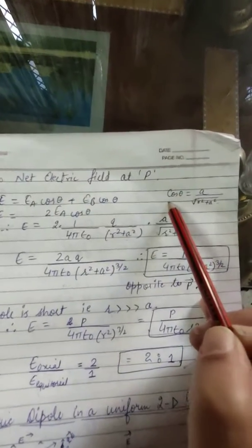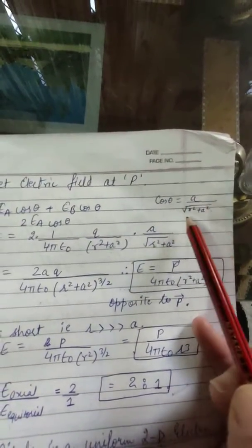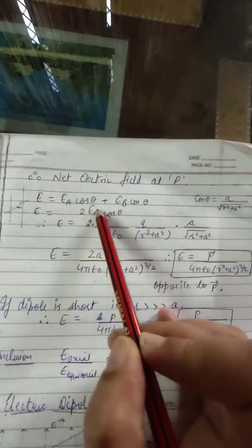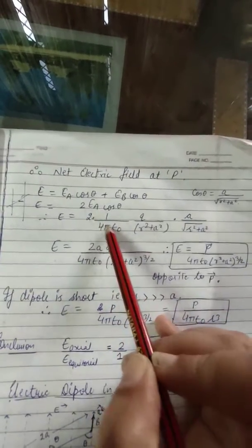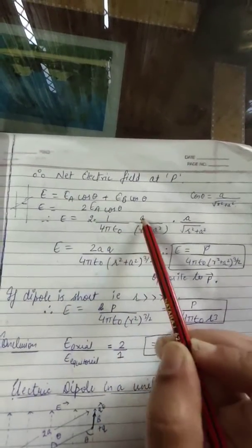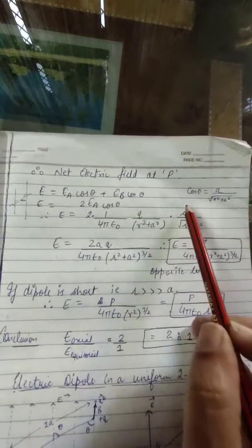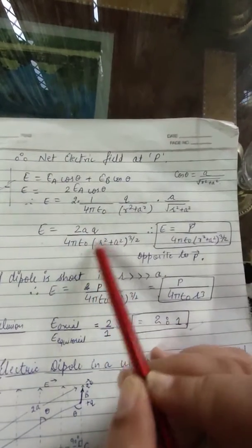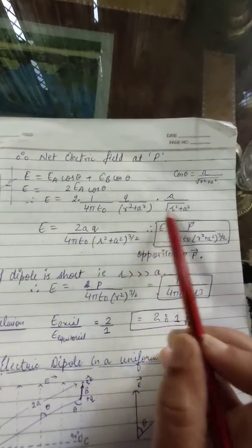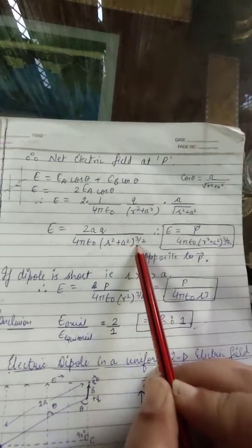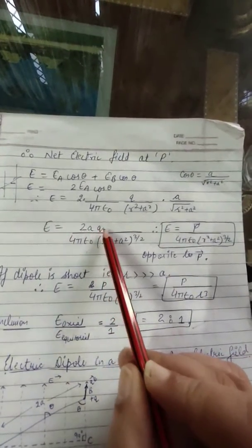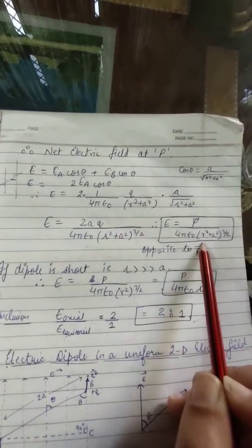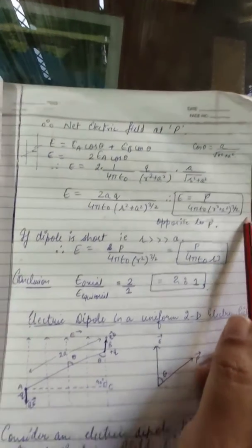You can find the value of cos theta, that is cos theta is equal to A upon under root of R square plus A square. The total electric field, meaning net electric field, is 2 EA cos theta. We will put the value of EA: 2 into 1 upon 4 pi epsilon naught Q upon R square plus A square. Put the value of cos theta, A upon square root of R square plus A square. We will get 2aQ upon 4 pi epsilon naught R square plus A square, to the power 1 by 2 and 1, that is 3 by 2. So you will get 2Q into 2a, that is the electric dipole moment P, upon 4 pi epsilon naught R square plus A square raised to power 3 by 2.